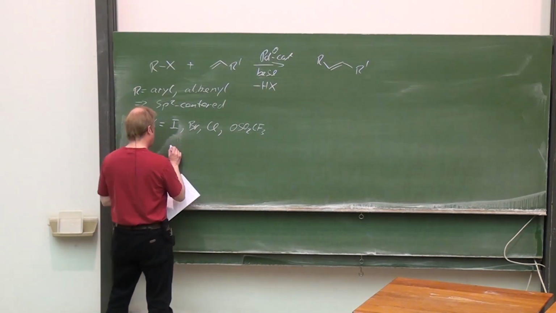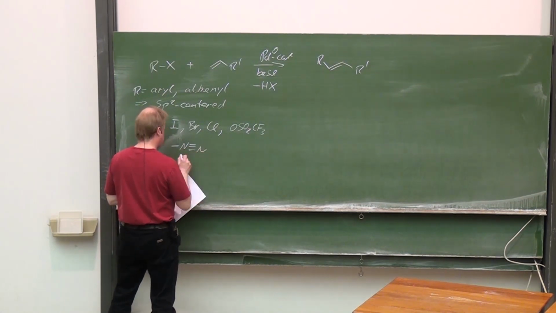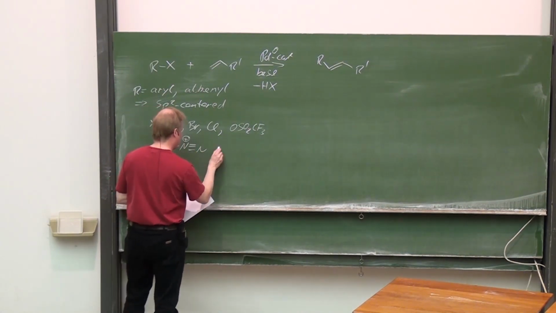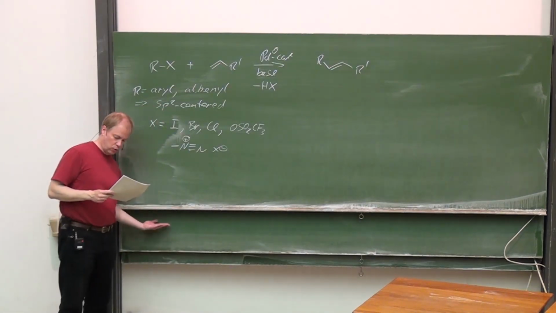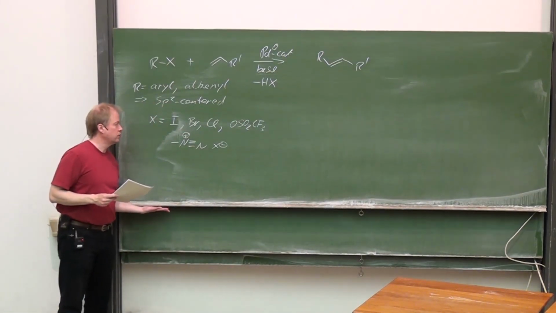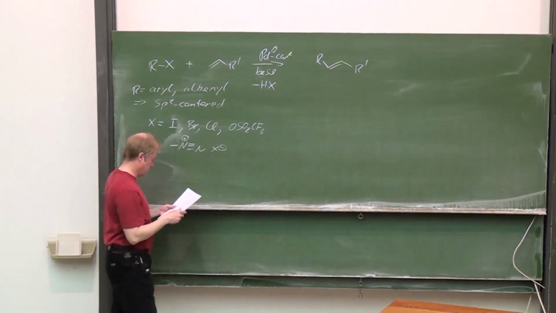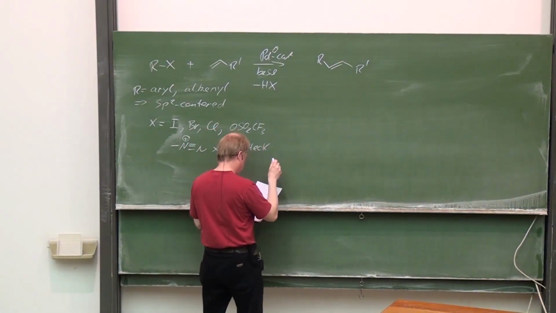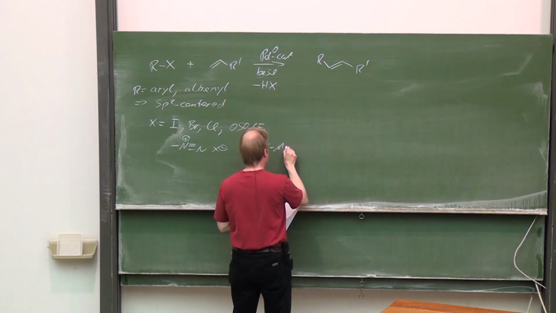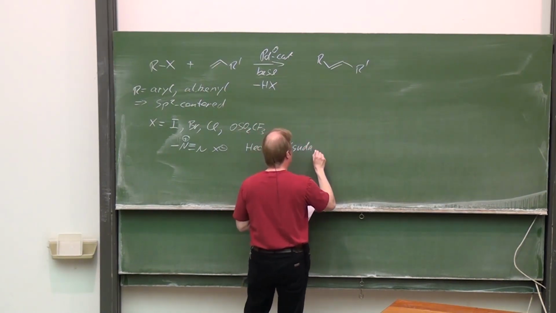Very nice is the Heck-type reaction with diazonium salts. Usually this is much faster than the normal Heck reaction, and it has got a name of its own, the Heck-Matsuda reaction.